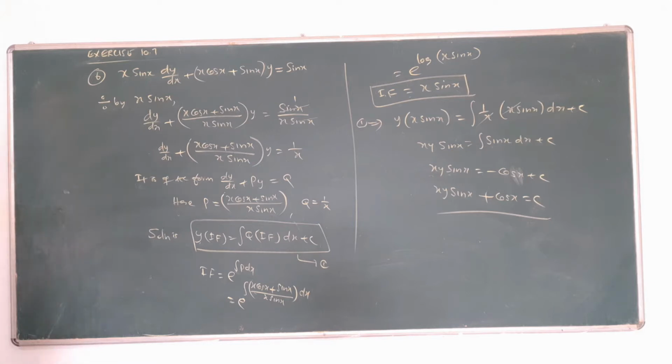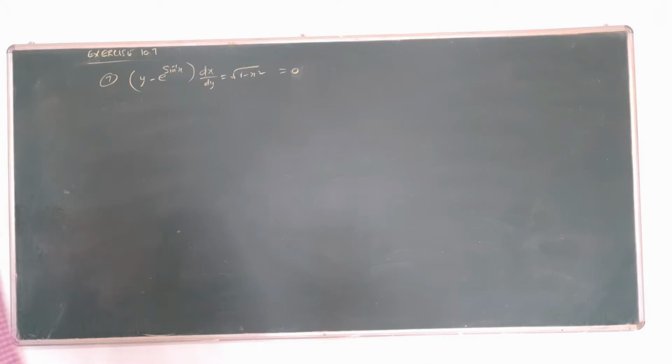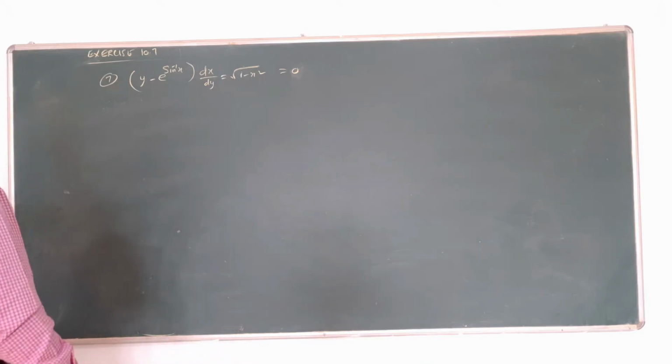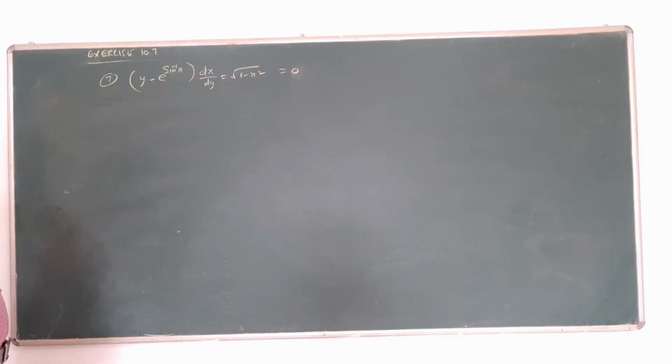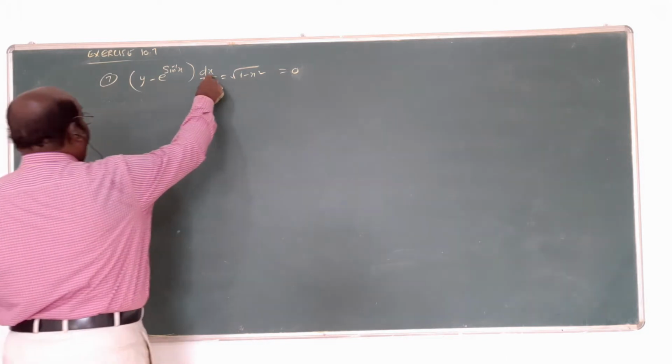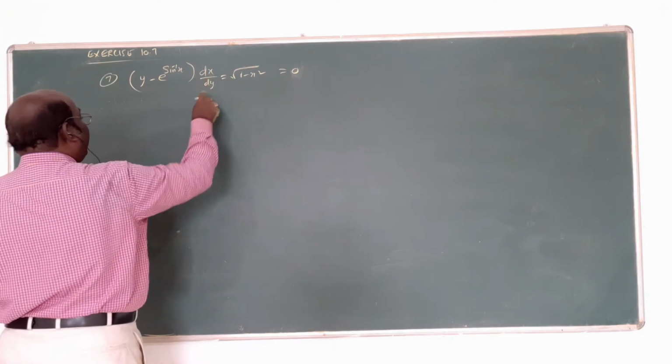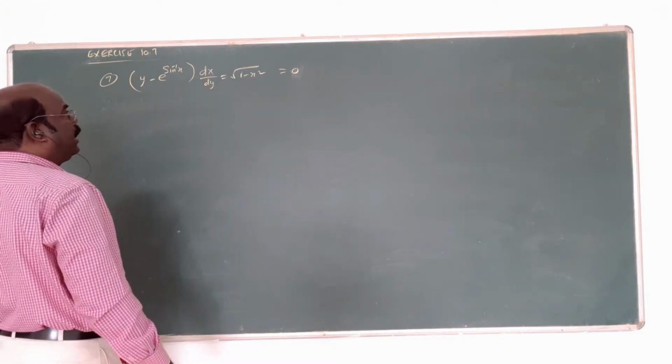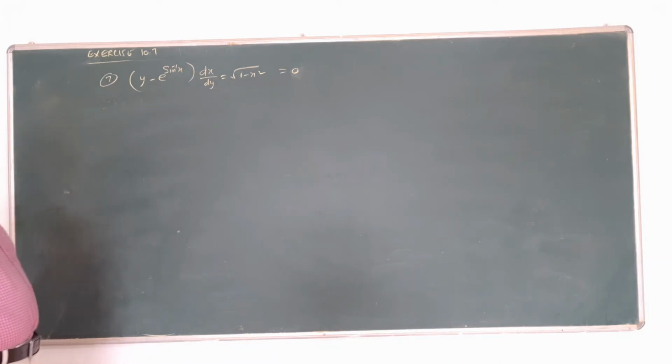That is the answer. You want to identify the method. That's very important. Very easy for you. Now listen here. Exercise 10.7, seventh question. y minus e to the power sin⁻¹x, dx by dy. The question is of the form dx by dy plus Px equals Q.